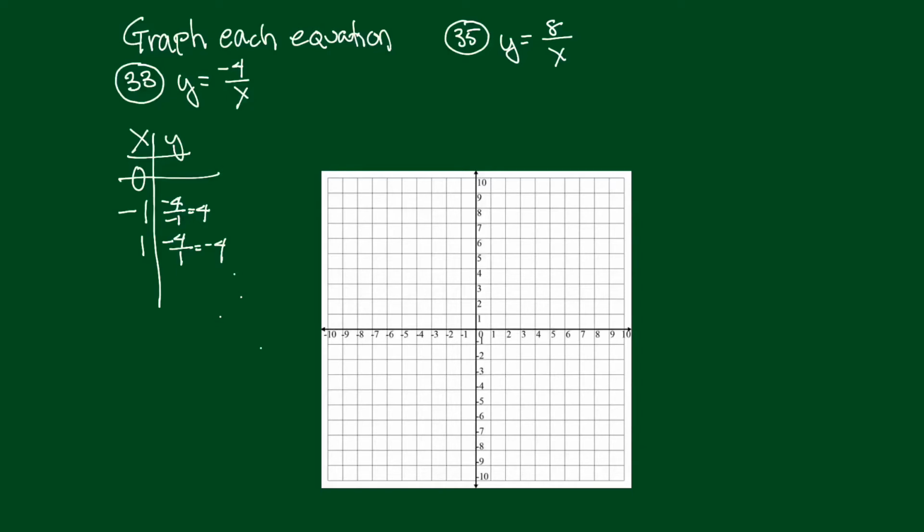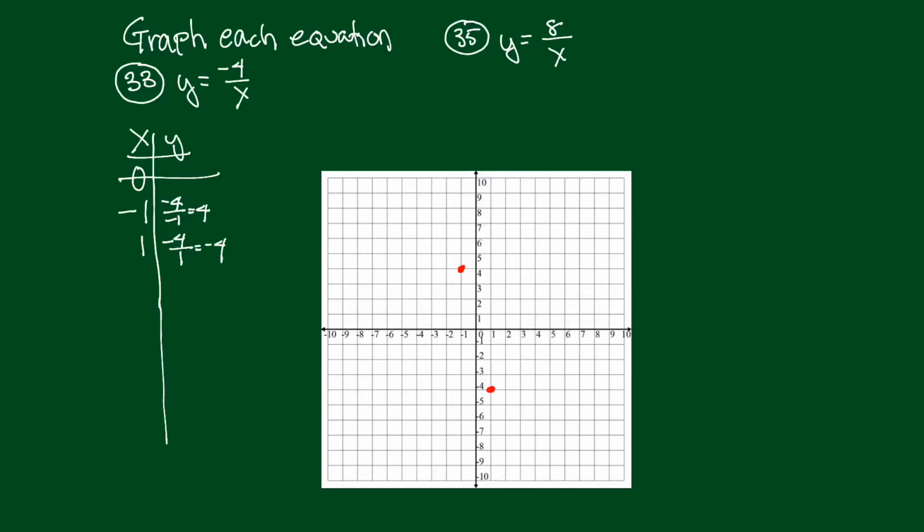So we're going to get 2 points here. We're going to go to the left one, up 4. Let's do that. So we'll start at the origin, left 1, up 4. That'll put us here. And then, what about this one? To the right one, down 4. So starting at the origin, to the right one, down 4. That'll put us down here.